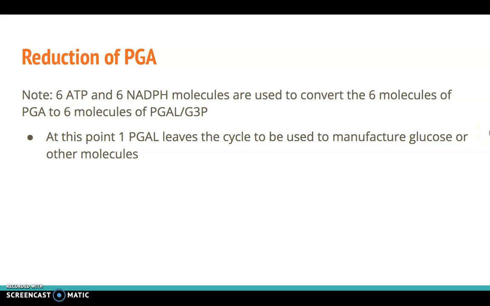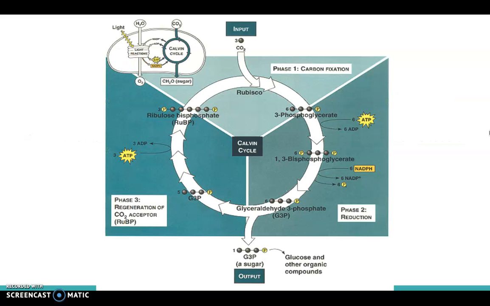All right, so note that it's important that 6 ATP and 6 NADPH molecules are used to convert these 6 molecules of PGA to 6 molecules of PGAL, also known as G3P. So, as you've been noticing here, if you have a total of 6 of these 3-phosphoglycerates, then you're going to need 6 ATP to make it into 1,3-bisphosphoglycerate.